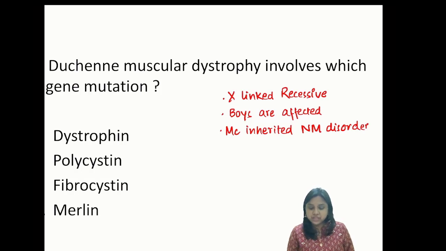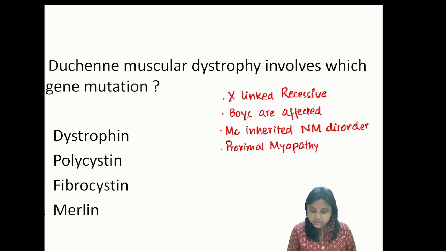And you need to remember that the most common cause of death is respiratory insufficiency. Usually what happens in Duchenne muscular dystrophy, it's a DMD, right? So there we have the pseudo hypertrophy of the calf muscles, and there is a proximal muscle weakness. So it's a proximal myopathy. Remember, there is pseudo hypertrophy of calf muscles.